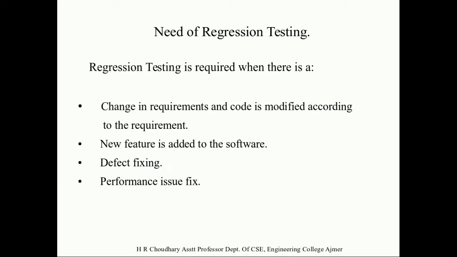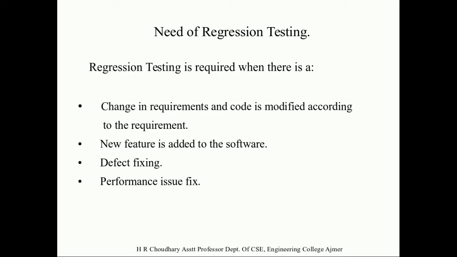Regression testing is required when certain things happen with the software. There are four things, maybe more. The first one is if there is a change in the requirement and the code is modified according to the requirement. Suppose we are moving to the deployment of the software, and the client or the user needs certain changes in the software. We have made those changes. Now we are required to retest certain modules to check whether other parts of the software are affected by those changes or not.